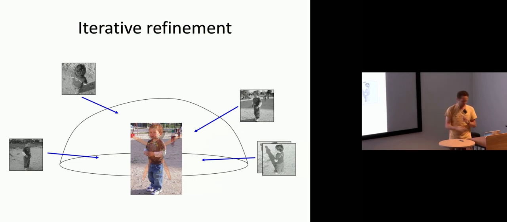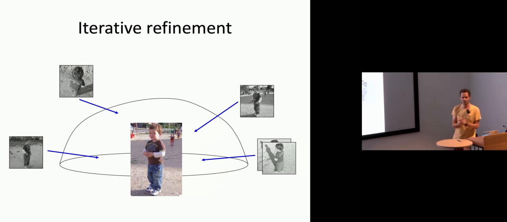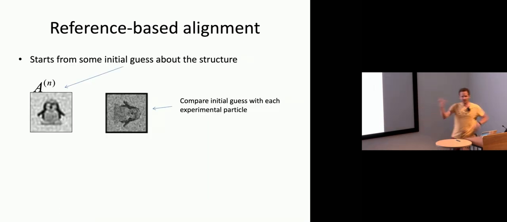And hopefully, if I do this multiple times, I will actually converge on the true structure of Jan in 3 dimensions. Cool. Now, how do we assign that orientation to each of the images?